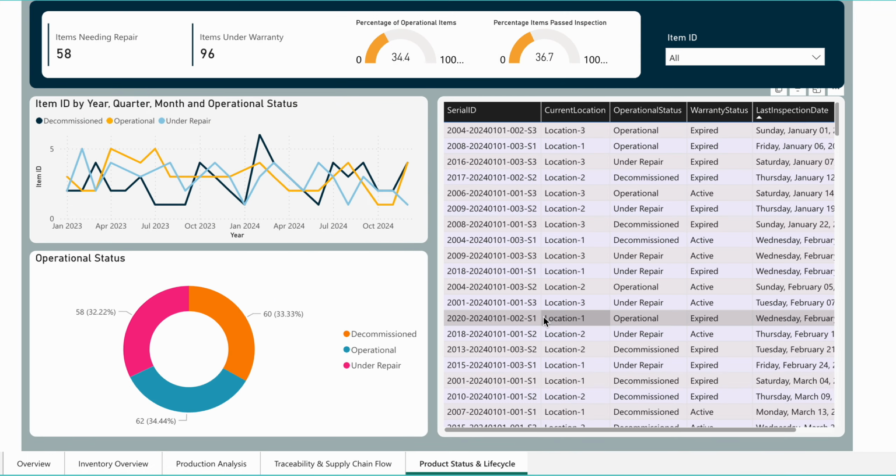The product and life cycle page helps provide a general overview of the items at hand and their status. Graphs are made available to help understand the variance of each status over each quarter, and the data can be viewed for each item as well.